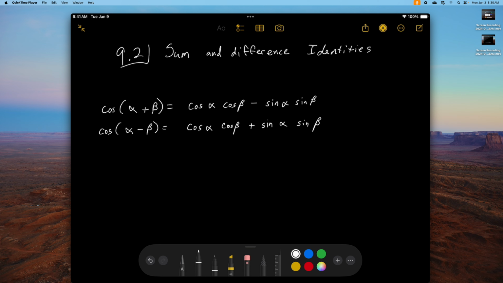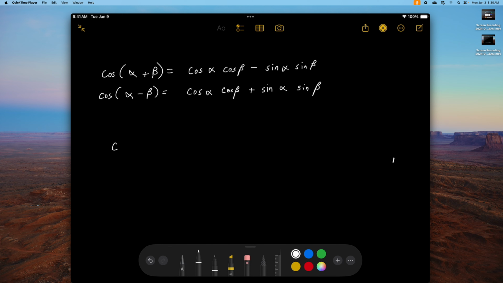Okay? So why are these useful? Well, if you look at your unit circle, we only have what we call the nice angles on our unit circle. If we have an angle that's not on there, but we could write that angle as a sum of two angles that are on there, then we can use that. So let's do some examples.